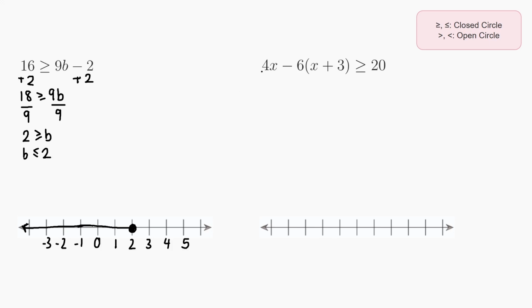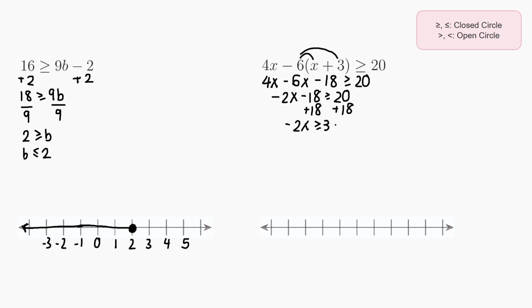We have 4x minus 6 times x plus 3 is greater than or equal to 20. So we distribute. We have 6x minus 18 is greater than or equal to 20. So here we have 4x minus 6x, which is going to be negative 2x. We have to add 18 to both sides. We get negative 2x is greater than or equal to 38.